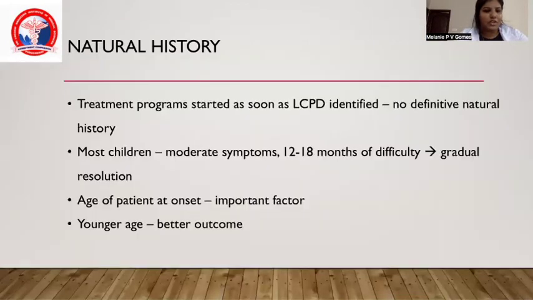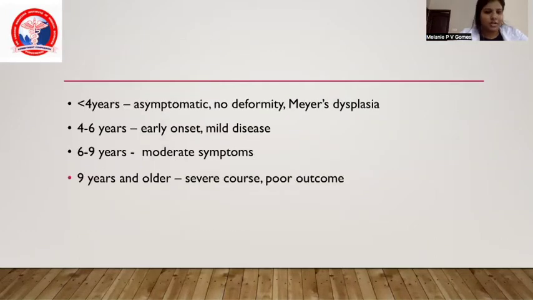Coming to the natural history. Treatment programs were started as soon as LCPD was identified, hence there's no definitive natural history. Most children experience moderate symptoms and endure 12 to 18 months of difficulty, followed by gradual resolution. Age of the patient at onset of disease is the most important factor affecting the course. The younger the child, the better the outcome.